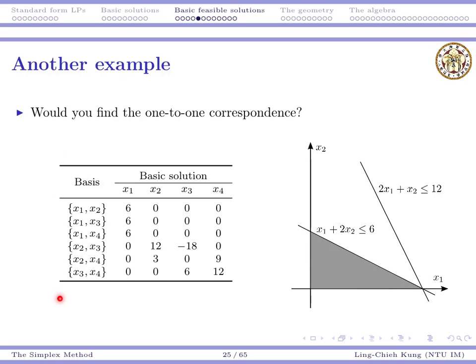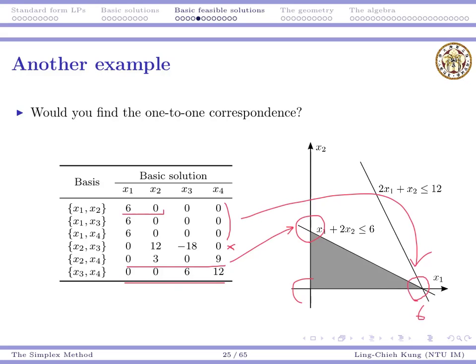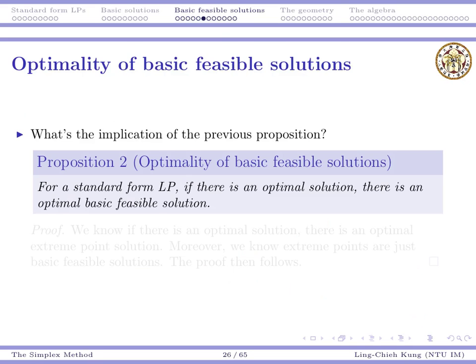Or this is our another example, right? In this case, we may still find the one-to-one correspondence. For these 3 points, they together give us one basic feasible solution, right? And that's why they give us one extreme point, (6, 0) here. Okay, so this is not feasible. For this one, it's (0, 3). (0, 3) is here. And then finally, for this one, this (0, 0) is here. Okay, so again, basic feasible solutions are just extreme points.